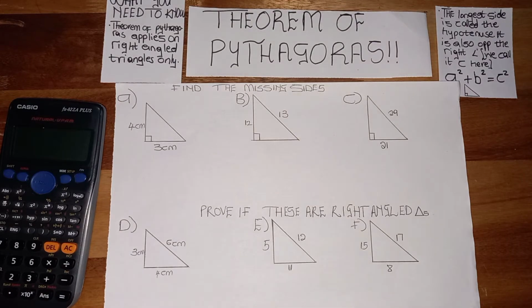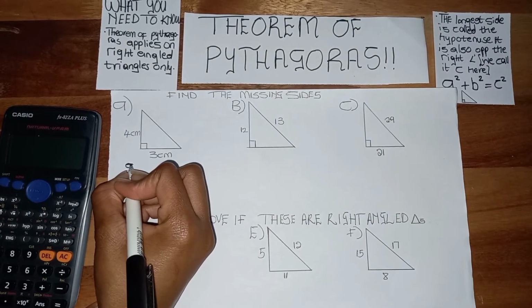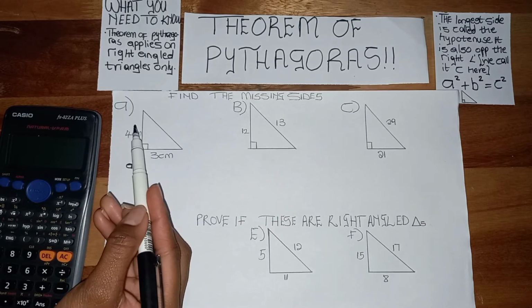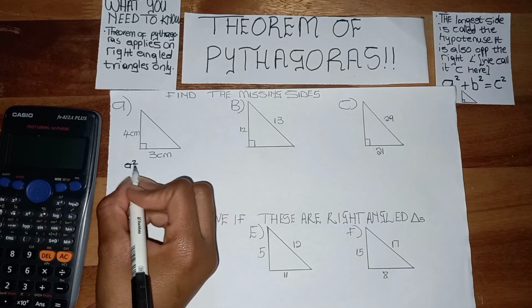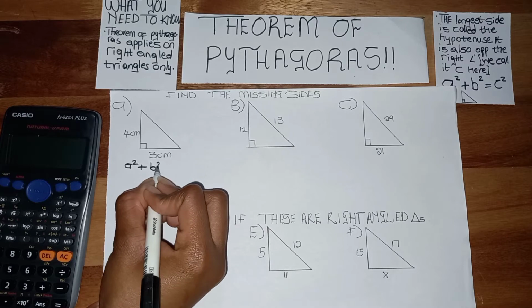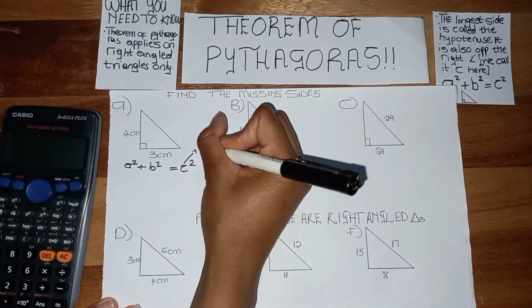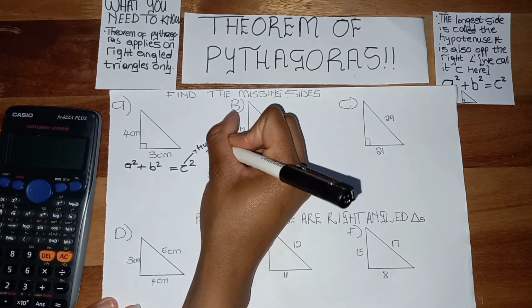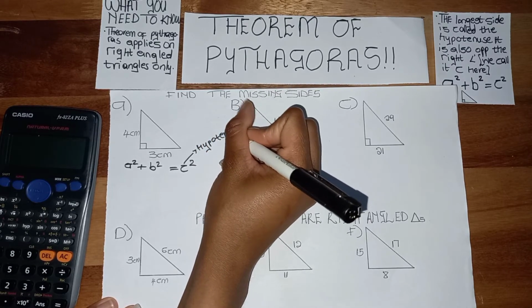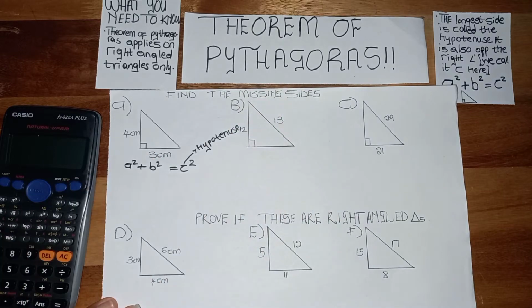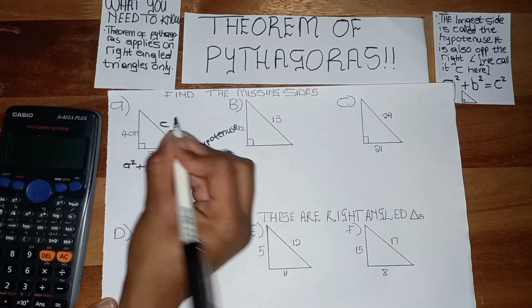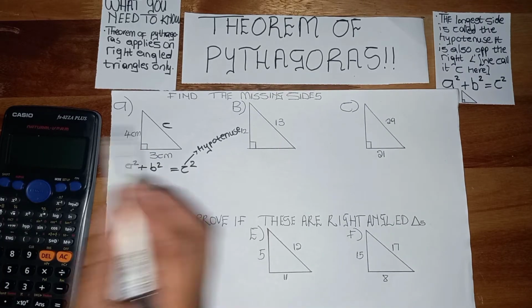So without wasting any time, let's get straight into answering the questions. The Theorem of Pythagoras states that a squared plus b squared equals c squared, where a can be either this side or this side. C is the hypotenuse. C is the longest side of a right angled triangle, which is this one. So this is known as C, right?